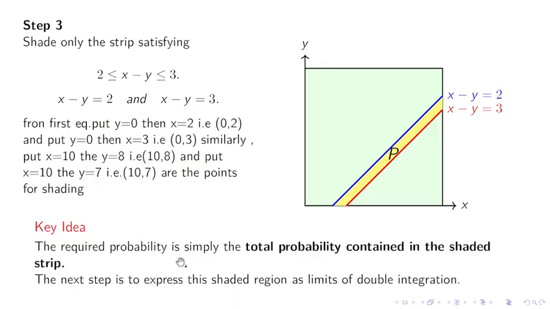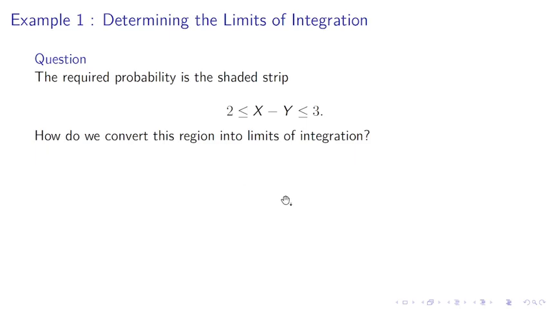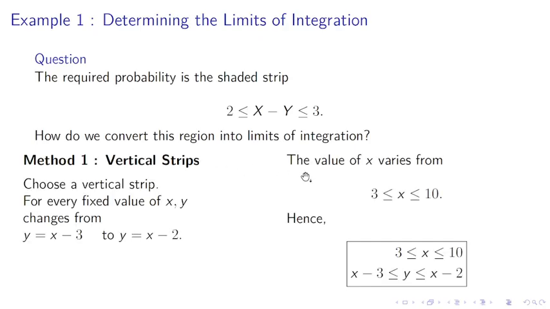The required probability is simply the total probability contained in the shaded strip. The next step is to express the shaded region as limits of double integration. Here this is the shaded strip. How do we convert this region into limits of integration? Here, use vertical strips. Choose a vertical strip: for every fixed value of x, y changes from y equal to x minus 3 to y equal to x minus 2.